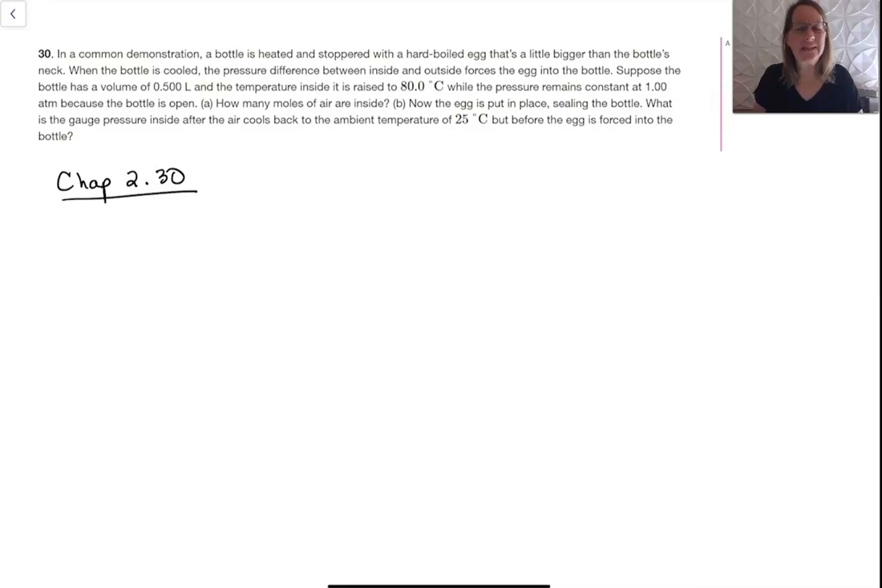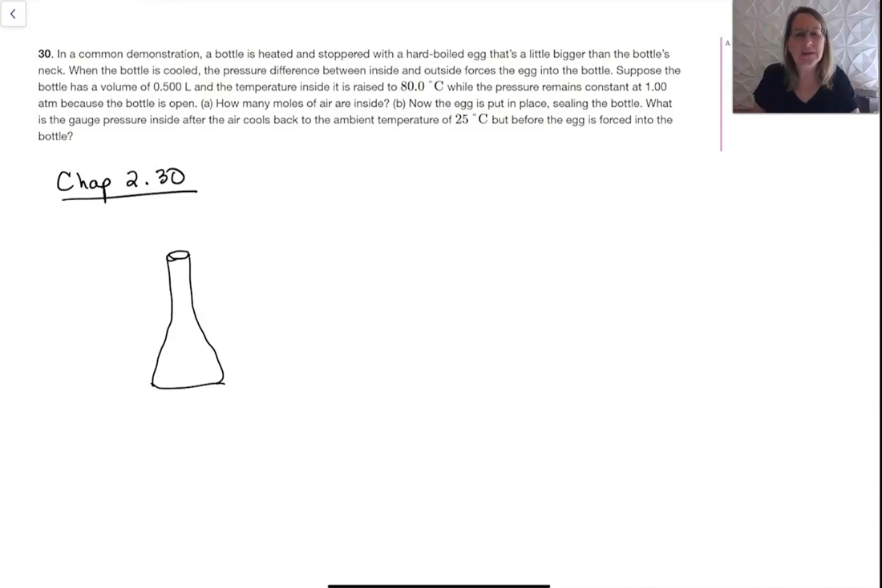So this is an example problem from chapter 2, problem number 30. The idea is that we have a flask or a bottle, maybe an Erlenmeyer flask, set up where we're going to heat the water inside and the air inside, often by boiling water, and then stopper it. And the idea is that you stopper it with an egg, and we get a pressure differential that kind of sucks the egg into the bottle.